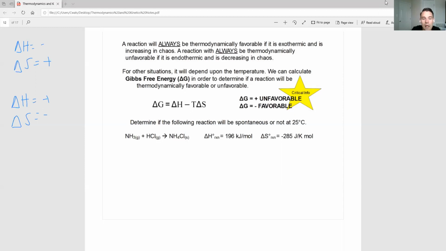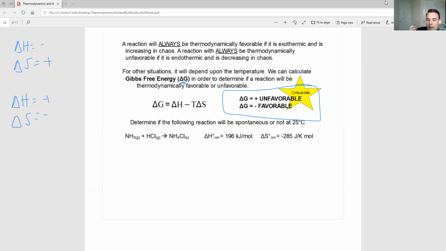And we can calculate Gibbs free energy, which is a delta G, in order to determine if a reaction will be thermodynamically favorable or unfavorable. You can get a number, a value for it, which sometimes is whatever, but typically it's just that sign that will tell us if we are favorable or unfavorable. And again, those signs are very important. So when delta G is positive, it's unfavorable. Delta G is negative, it is favorable.